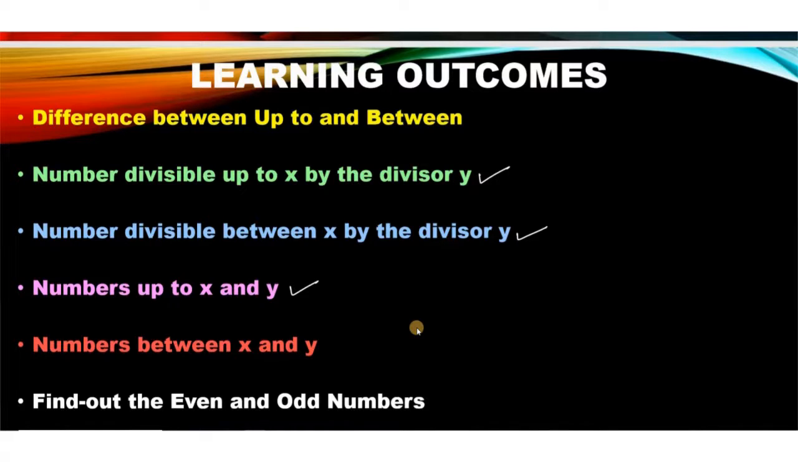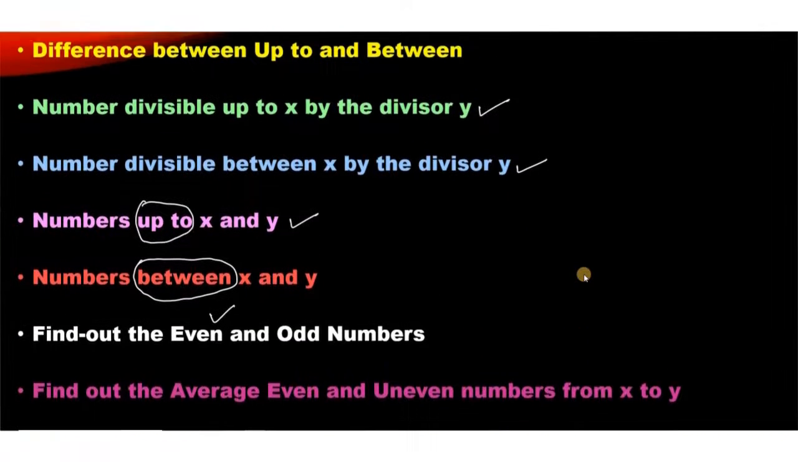So you will be given a series and then they will ask you how many numbers are there from this number to this number. So here the word up to needs to be considered. And here the same question, but the difference is between. How many numbers are between x and y? And find out the even and odd numbers in a given series.